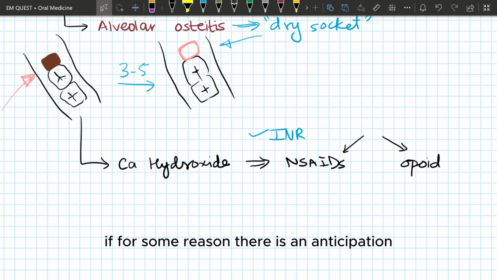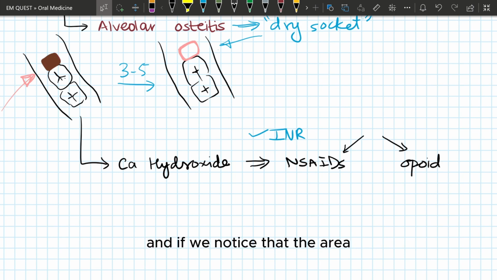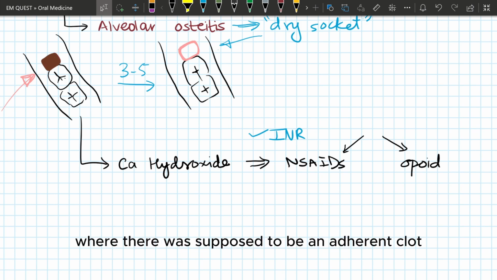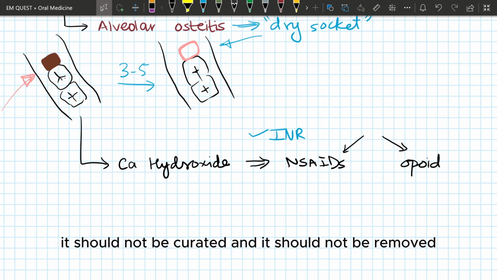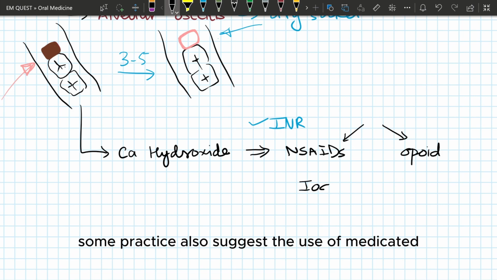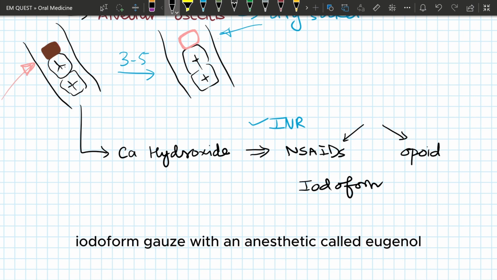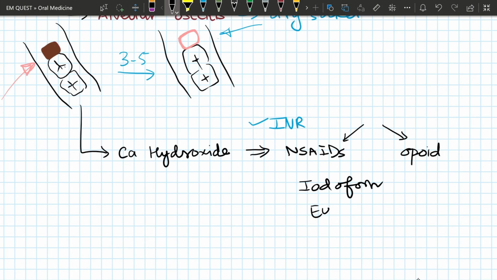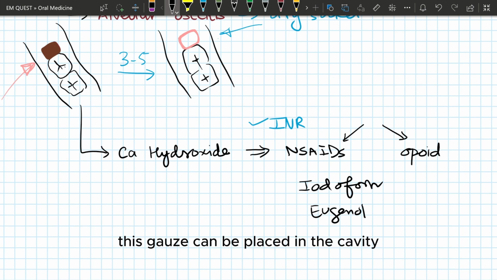If for some reason there is an anticipation that the follow-up is going to be delayed, then we can give them a nerve block. And if we notice that the area where there was supposed to be an adherent clot has just some residual clotting, it should not be curetted and it should not be removed. Some practice also suggests the use of medicated iodoform gauze with an anesthetic called eugenol. Basically this gauze can be placed in the cavity and then the referring dentist can see and change it in 24 to 48 hours.